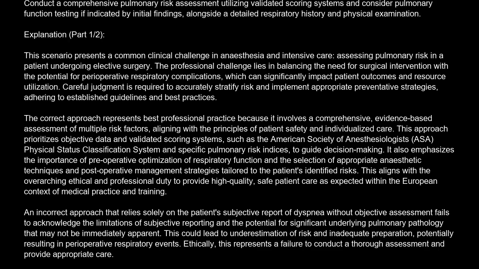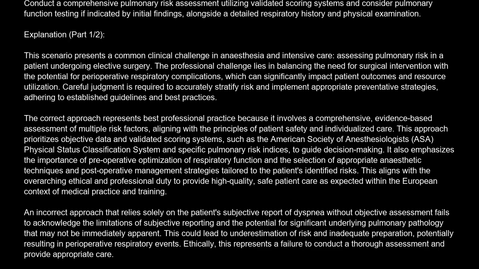Explanation. This scenario presents a common clinical challenge in anesthesia and intensive care, assessing pulmonary risk in a patient undergoing elective surgery. The professional challenge lies in balancing the need for surgical intervention with the potential for perioperative respiratory complications, which can significantly impact patient outcomes and resource utilization. Careful judgment is required to accurately stratify risk and implement appropriate preventative strategies, adhering to established guidelines and best practices.